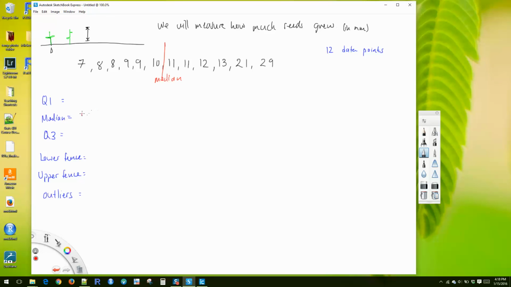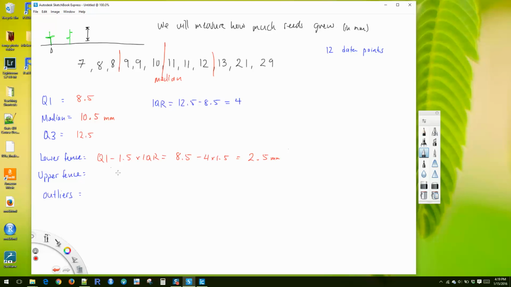So my median is at 10.5 millimeters. Q1 is then going to be, I split these 6 into 3, and I have 8.5, and over here I have 12.5. Okay? So my IQR is equal to 4. So my lower fence is Q1 minus 1.5 times the IQR. So I would have 8.5 minus 4 times 1.5, so 2.5 millimeters.